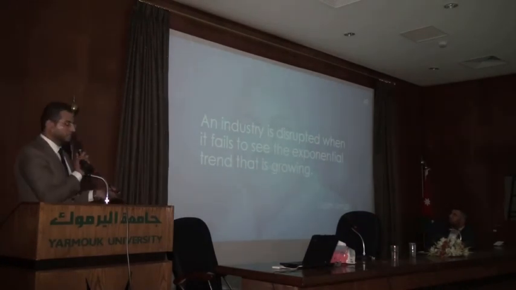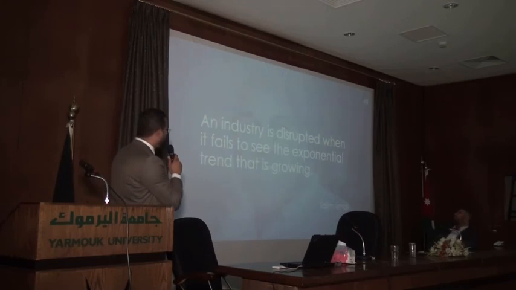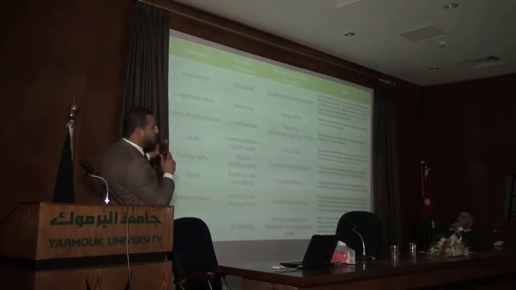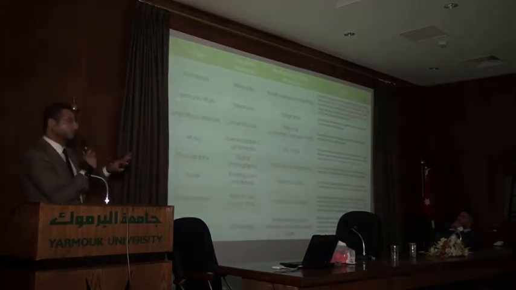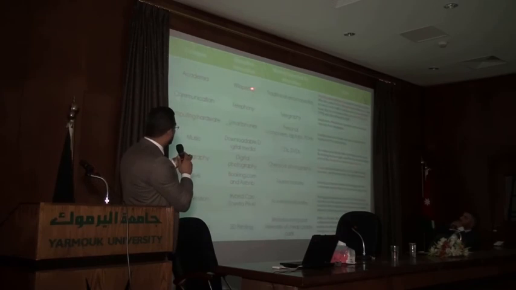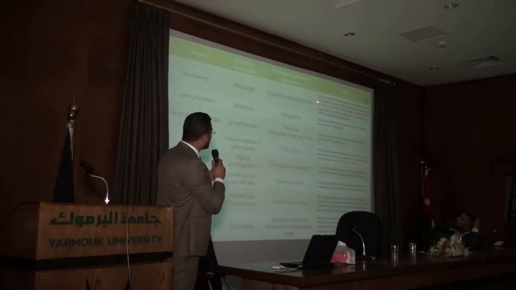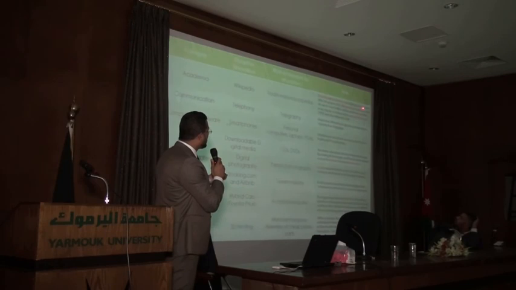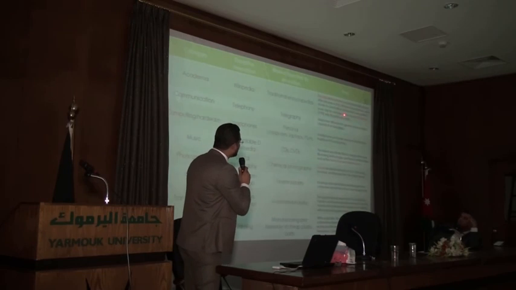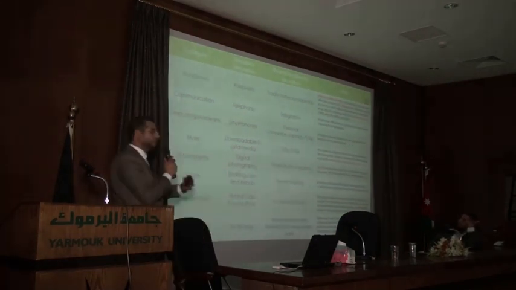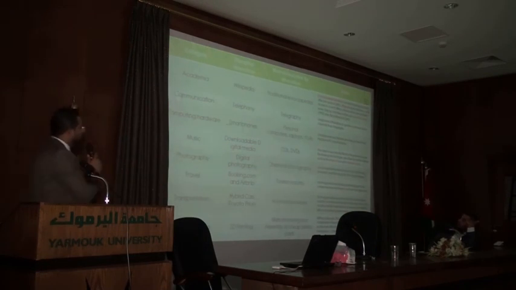Salim Ismail, who is executive president of the Singularity University, says that an industry is disrupted when it fails to see the exponential trend that is happening in the world of technology. In this table, I have listed a lot of examples of disruptive innovations. For example, Wikipedia disrupted traditional encyclopedias. I don't know if you guys are familiar with Encyclopedia Britannica, but they ended their print production after 245 years in 2012. Why? Because Wikipedia provided free content, based on volunteer people. Its content is constantly updated every day.